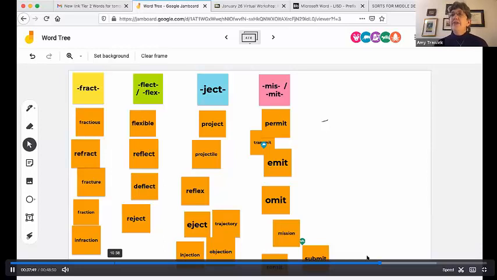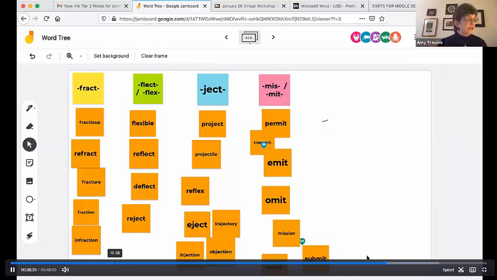You can either have students try to figure out what the words have in common, and they really do find this interesting. You know, it's putting on their detective hat and figuring things out. It's inductive reasoning. So fractious, refract, fracture, fraction, infraction. I might give one group that, another group the flect, another group ject, and another group the miss and the mit.